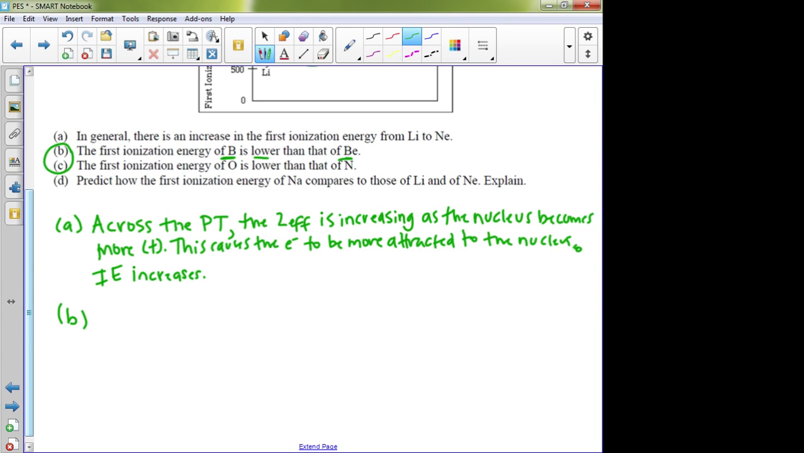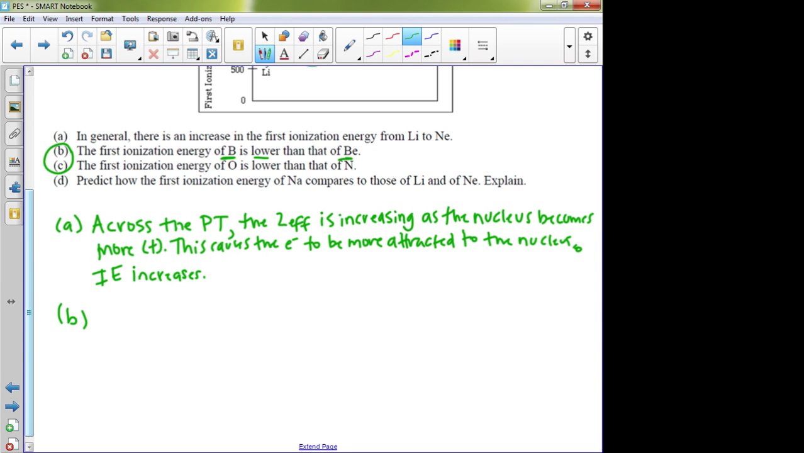Because boron is in the p orbital and beryllium is in the s orbital, and s penetrates the electron cloud, so they're held tighter by attraction, while p is not held as tightly by attraction, so it's easier for boron to lose it. That is correct. Okay, what she said was correct.